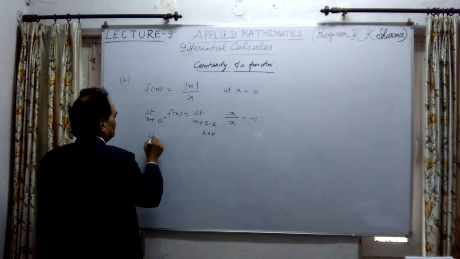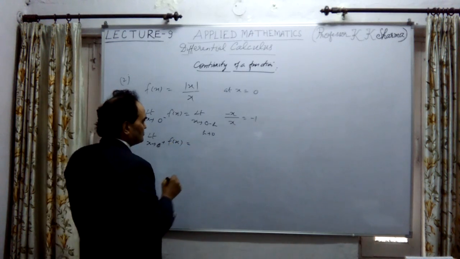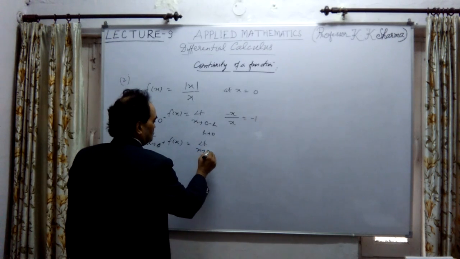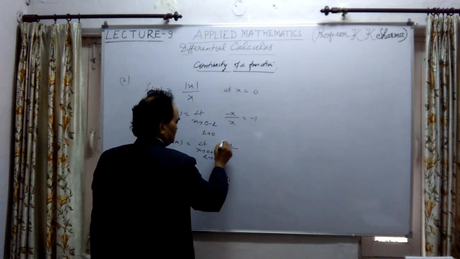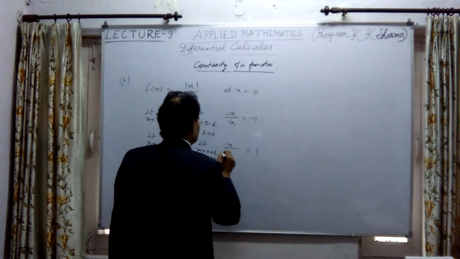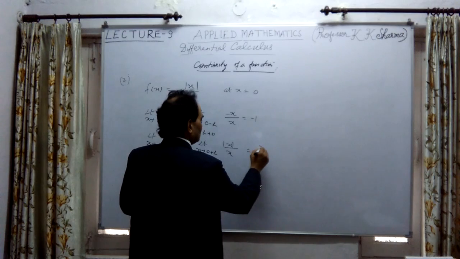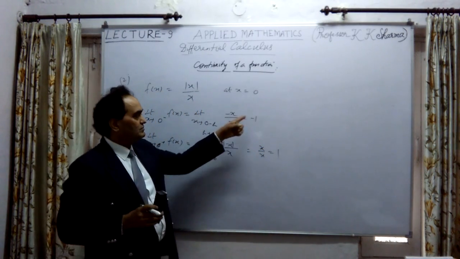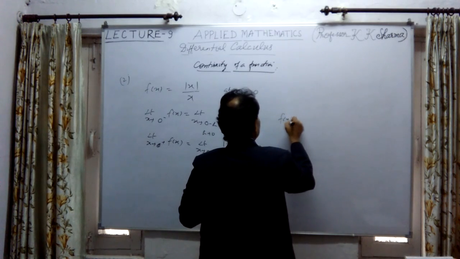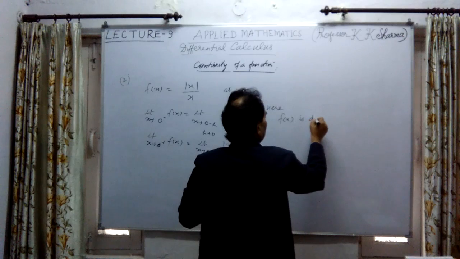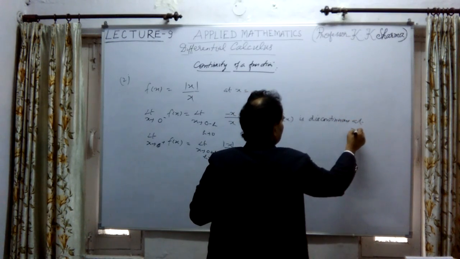In case of right limit, limit x tends to 0 positive, or 0 from right, so this is the right limit. In that case also limit x tends to 0 plus h, where h tends to 0. So again, this is positive x divided by x. The modulus x will be x, so this is equal to positive 1. In that case, the value will be plus x upon x, that means positive 1. So these left limit, right limit are not equal. Function is discontinuous. So we say that f(x) is discontinuous at x equal to 0.